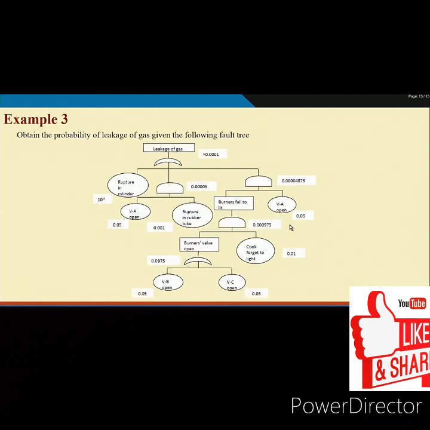Now, the leakage of gas case, see here. These are the basic events. Suppose this is B1, this is B2, then this one is B3, B4, B5, B6, let it be B7. So, you have data on B1 to B7, that means PB1 to PB7 are available with you. In the same manner as here, these are available with an OR gate, so you know how to do it. Suppose this probability will be this one.